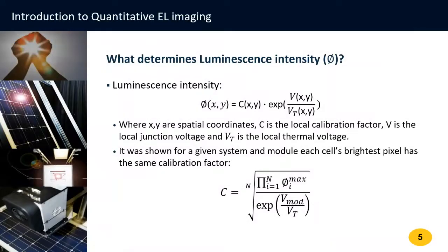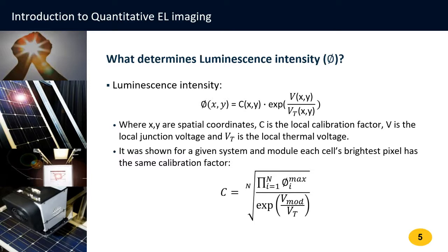Okay, so what determines luminescence intensity? I'm going to try to keep this brief because it's more technical than what we need. But in reality, luminescence is dependent on the local material quality and the system, and that's lumped into this C term here. And then it is also related to the local junction voltage and the local thermal voltage. But once you have those values, you can then determine your local junction voltage based upon certain assumptions.